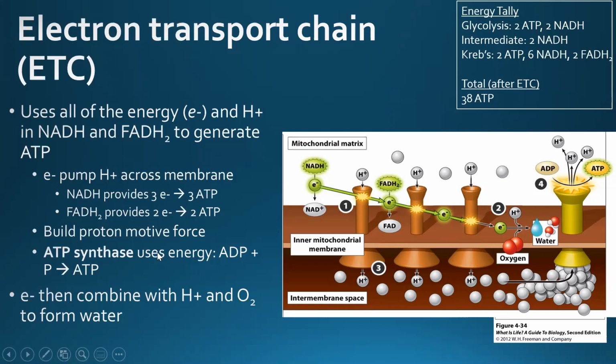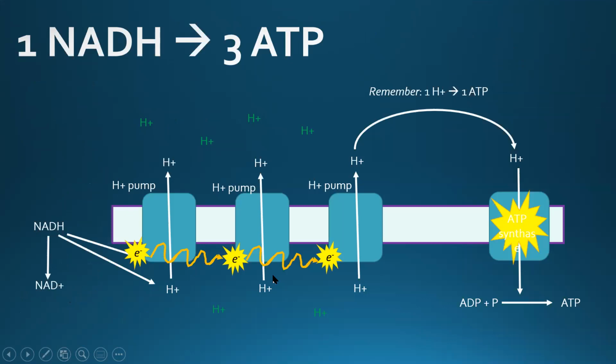The electrons then will combine with hydrogen and oxygen to form a water molecule. 2 hydrogens and 1 oxygen. So if we have hydrogen and oxygen molecules and an electron, what are we doing? We're producing water, H2O. So again, this is just a slide showing you how it's going to occur.